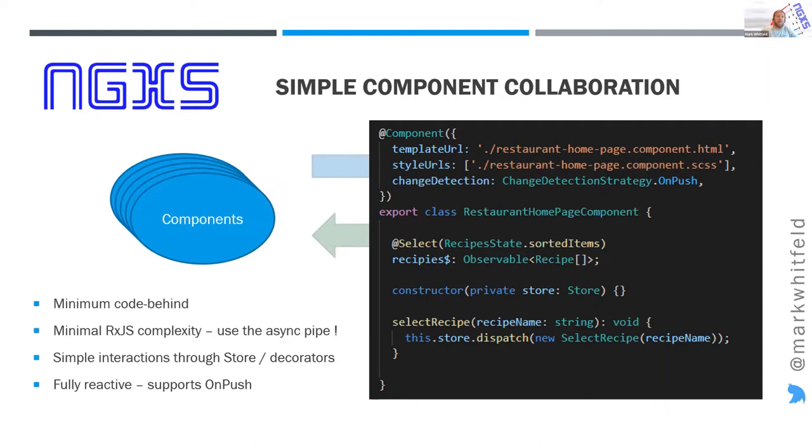The other thing that NGXS enables is minimal RxJS complexity. You don't have to be merging streams and doing all those complex things with observables. You can merely expose your selectors as an observable and use it directly in your component using the async pipe in order to manage your subscriptions. Because of the use of observables here, our components are fully reactive and they support the on-push change detection strategy. As you can see, our component has minimum code behind, and it very easily connects to our store in order to represent the data in our application.